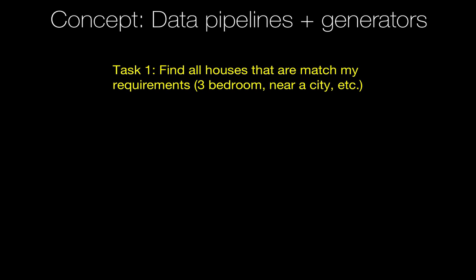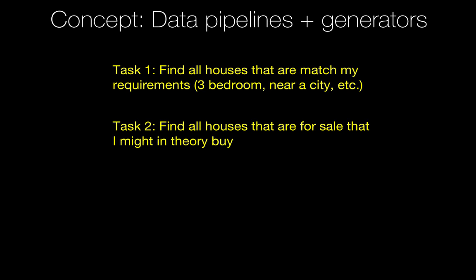Our first task is let's find all the houses that match my requirements. And let's say personally I'm looking for at least 3 bedrooms near a city. Any city will do for our first pass, and so on. Next, maybe we want to find all the houses that are for sale that I might in theory buy. So the houses that come out in the first set, maybe some are for sale, some aren't. Well, here we want the ones that are for sale. And then I'd like to take the ones that are for sale and then look around me.